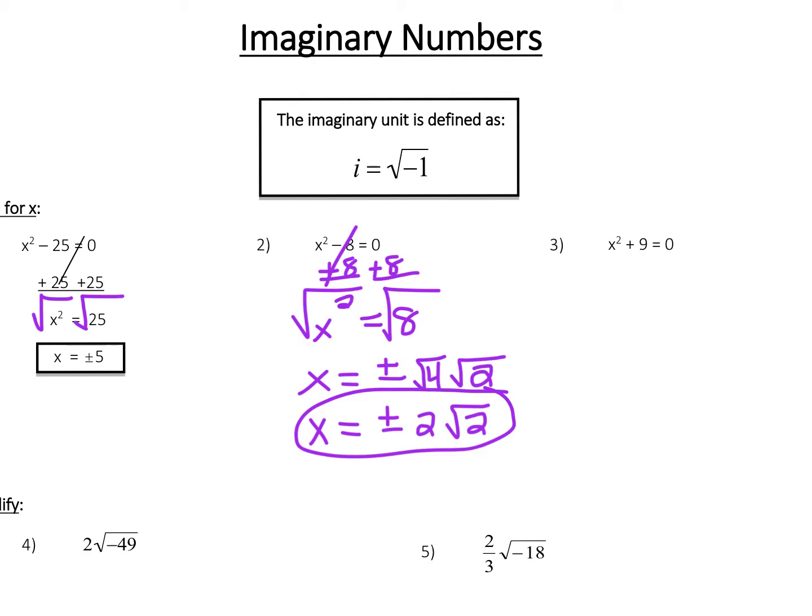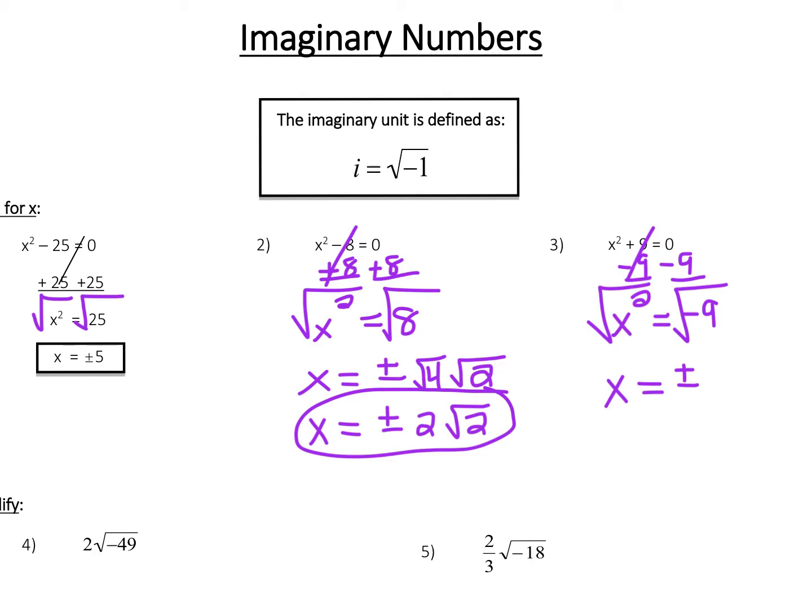All right, so now let's do the same thing with number 3. So this time we're going to subtract 9 from both sides of the equation because it's x squared plus 9 equals 0. So that's going to leave us with x squared equals negative 9. Okay, now this time when we go to take the square root, it leaves us with x equals plus and minus. Well, look at this. We have a negative under the radical. And this is what I was saying before. A negative under the radical is equal to what we call the imaginary unit, i.